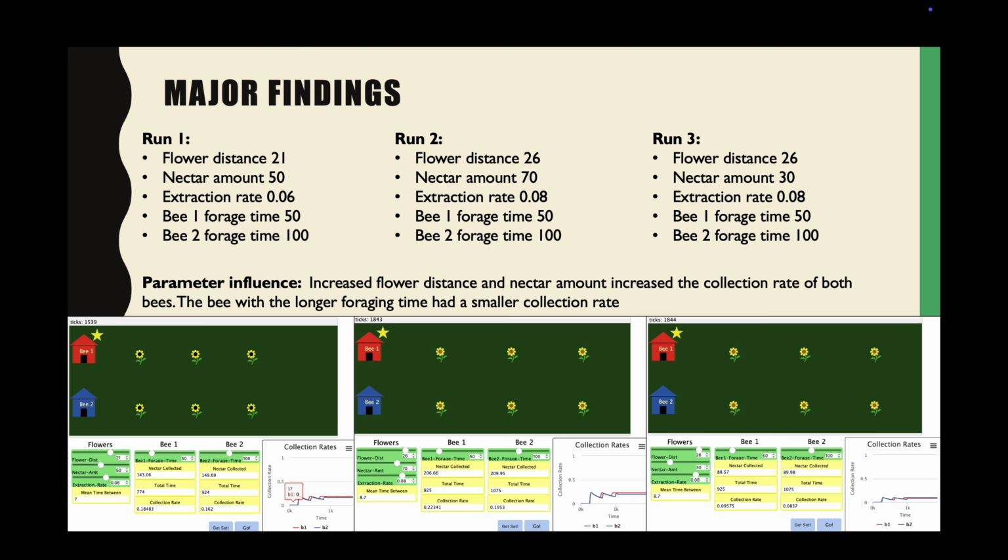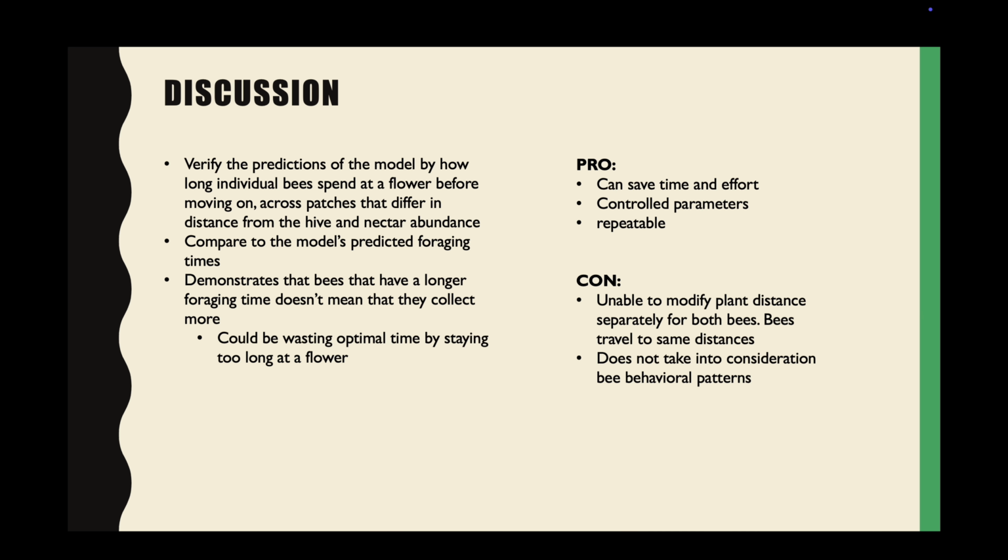For each run, the B1 forage time and B2 forage time stay the same, but the flower distance, nectar amount, and extraction rate changed. The increased flower distance and nectar amount increased the collection rate of both bees, with the bee with the longer foraging time having a smaller collection rate.